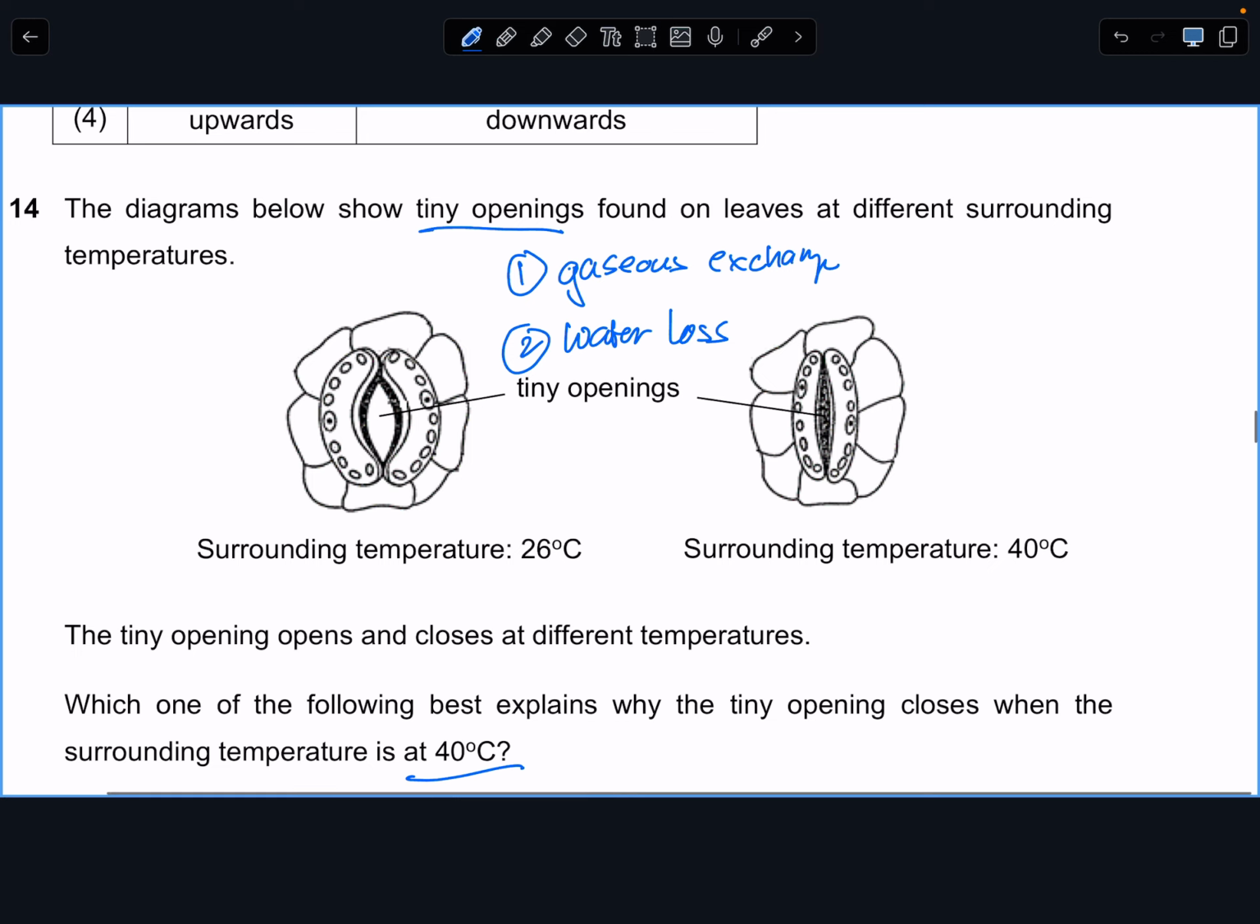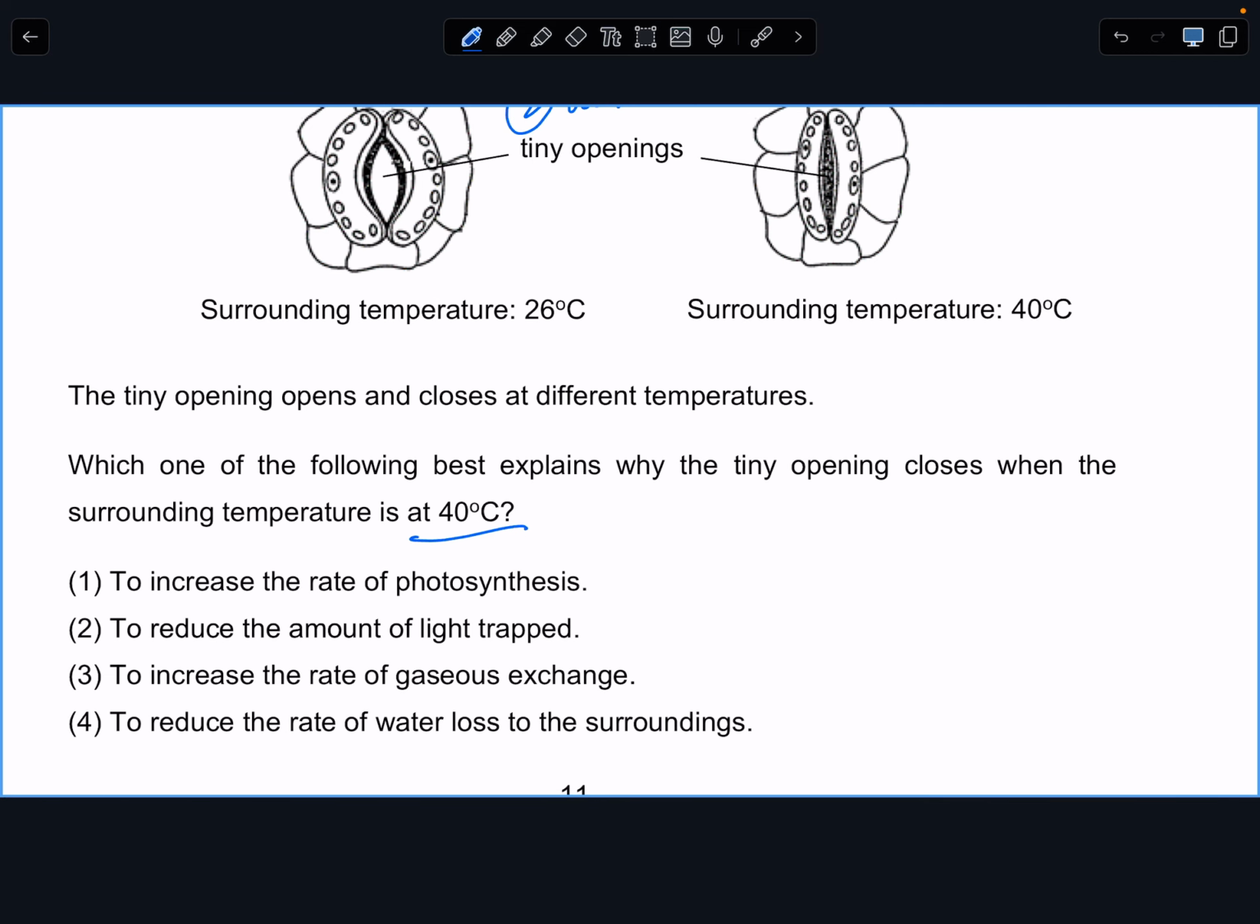Alright, I've spoken about this many times. Okay, so when it's at 40 degrees, you need to understand that it is very, very hot. So you don't want excessive water loss because excessive water loss will kill your plant. So this is a very high temperature, and closing is to reduce the amount of water loss to the environment. However, it is a double-edged sword, meaning that it's no good for the plant also. Because when your stomata close, you are reducing carbon dioxide. So when you reduce carbon dioxide, it decreases the rate of photosynthesis for the plant. Okay? So it's a double-edged sword.